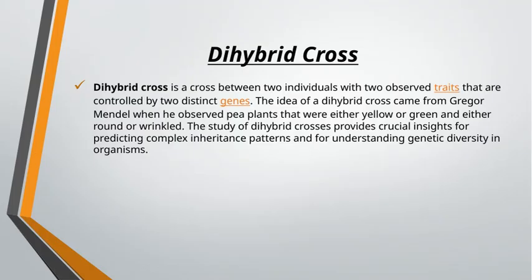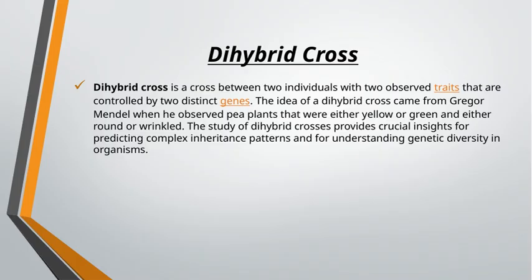A dihybrid cross is essentially a genetic experiment that involves crossing 2 individuals, each with 2 traits that we're observing. What makes this interesting is that these traits are controlled by 2 separate genes, which means we're looking at how different gene pairs interact. This concept actually comes from Gregor Mendel, who studied pea plants and noticed they could be yellow or green and round or wrinkled. His work laid the foundation for understanding how traits are inherited together or independently.